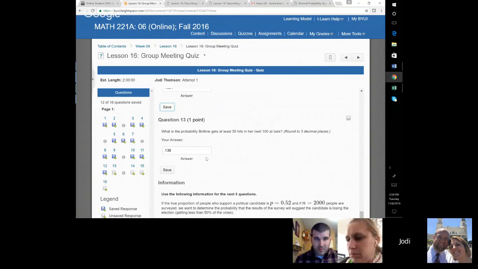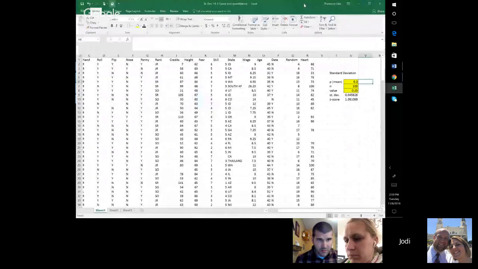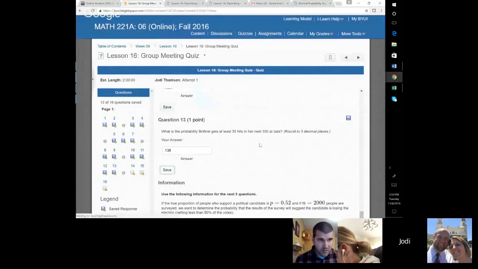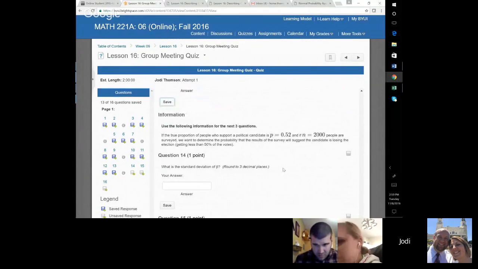So is this just the right side shaded on the probability applet? Yeah, I think so. So 0.138. That's what I put. Robert, our fearless leader, is that right? Yeah, that's what I got. Okay. Standard deviation P.